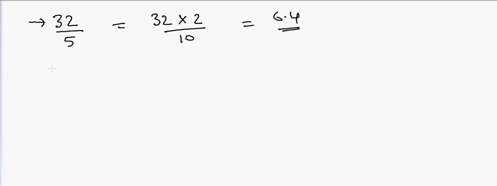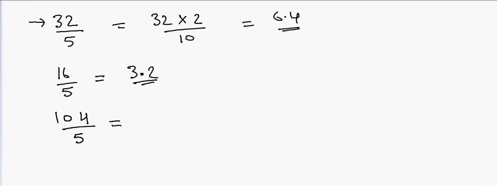Another example: suppose I have 16, and I want to divide by 5. So the answer is 2 times 16 is 32, and then put a decimal here. So that's your answer. Again, if I have 104, I want to divide by 5. So what would be the answer? 2 times 104 is 208, then a decimal here. That's your answer.